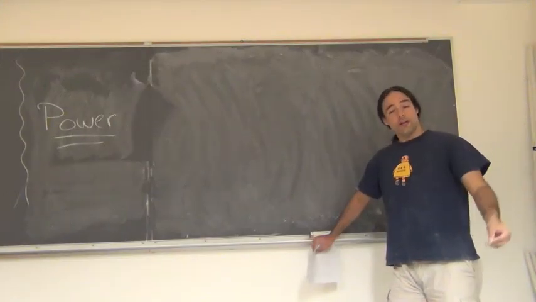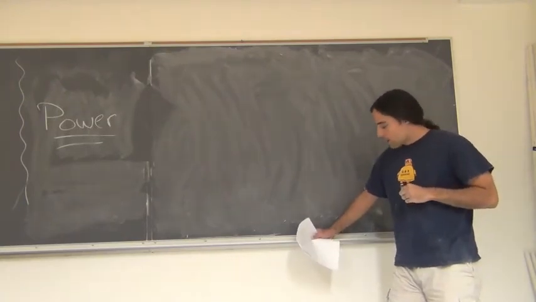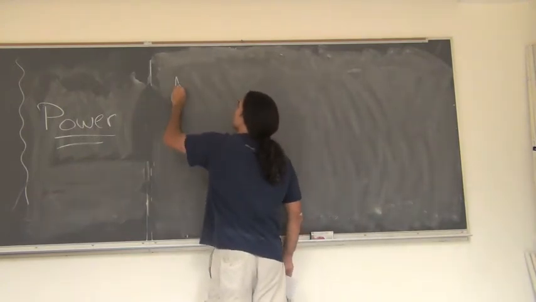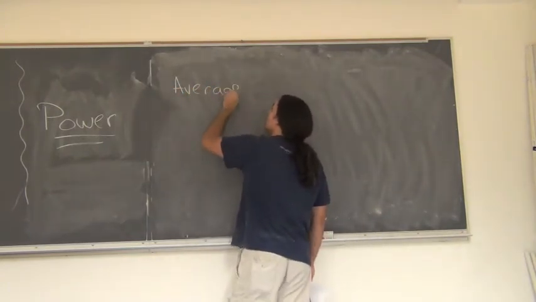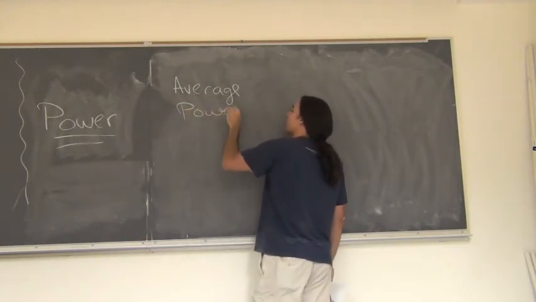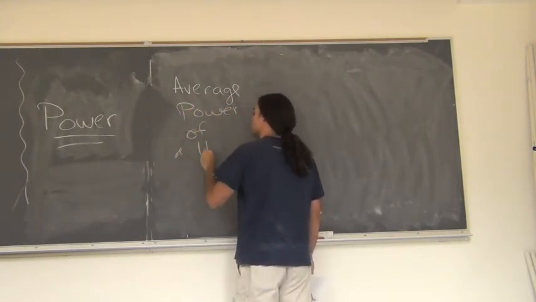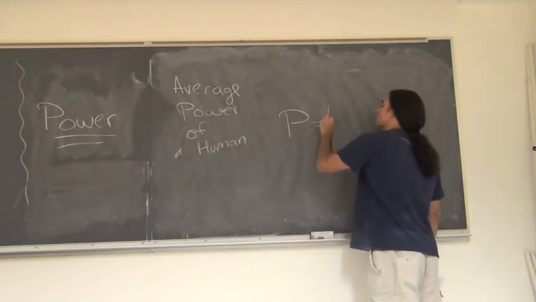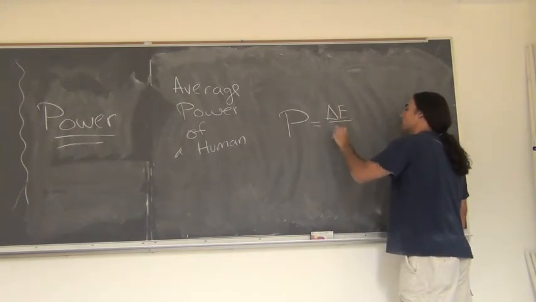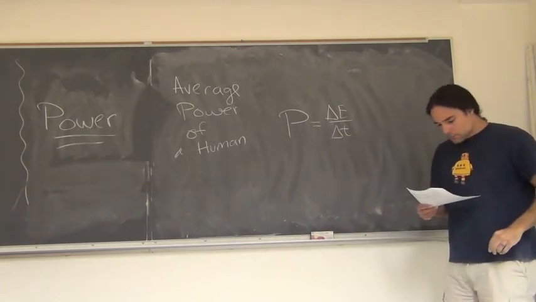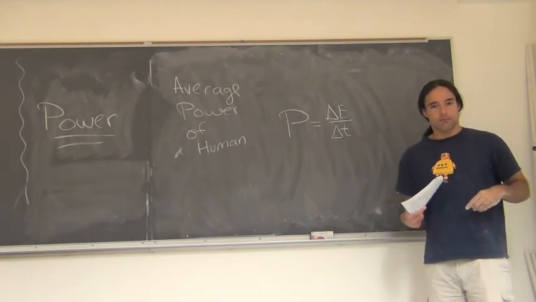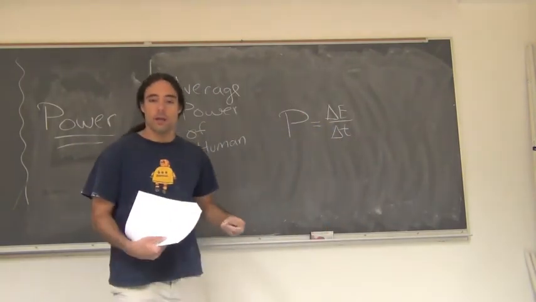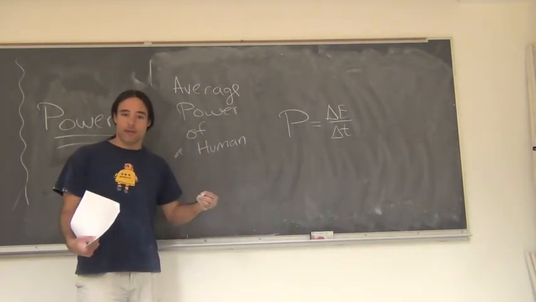Okay, so let's do a quick example of power. I want to compute the average power of a human being. So we know power is just the change in energy over the change in time. Well, how much energy do you take in on average? What type of energy does your body use? Where does it come from? It comes from food calories.